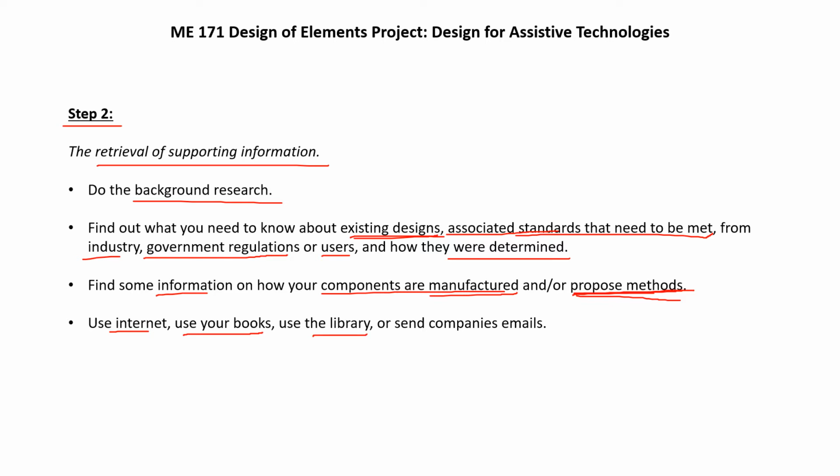And another great resource when you're talking about this is to actually contact some companies that exist for the existing designs, existing products that are on the market. Reach out to them, reach out to the manufacturers, and get some information. They might be able to tell you a little bit more than what's provided just on their website.